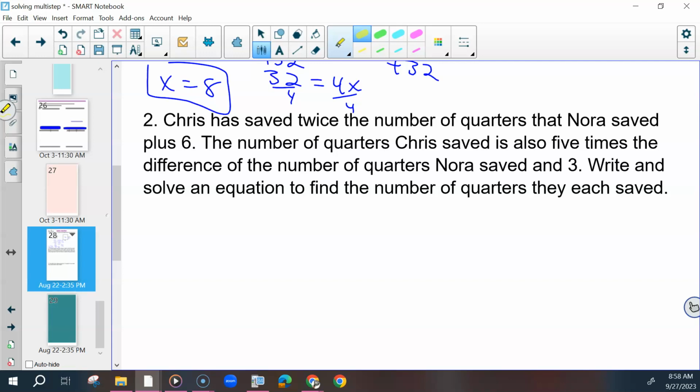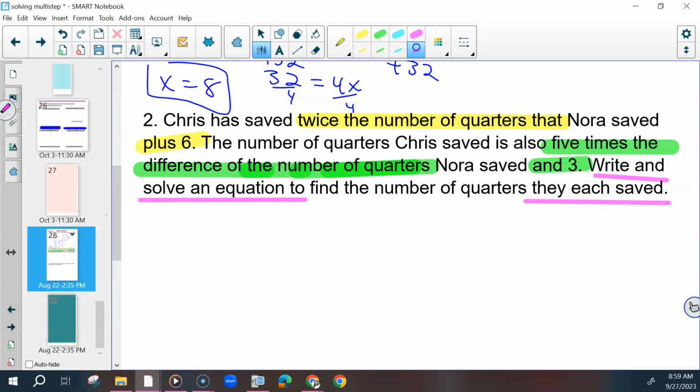Twice the number of quarters plus 6. That whole thing. Actually, 5 times the difference of the number of quarters and 3. Anything else? The last sentence. We have to write and solve the equation. We have to find the number of quarters they each saved.